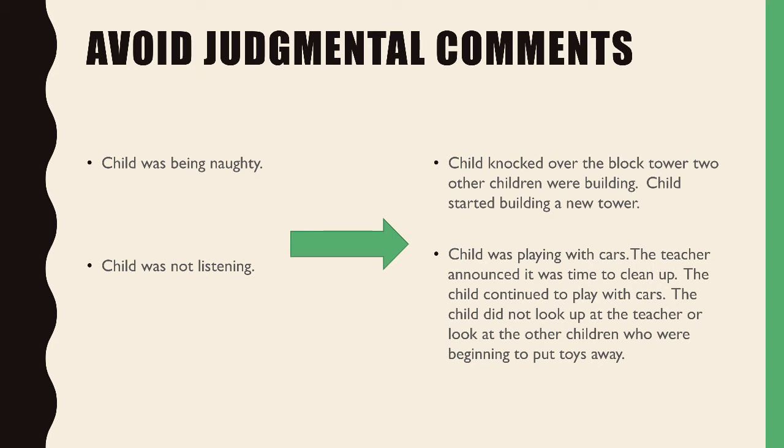One of those is to avoid judgmental comments. What does that mean? Okay, so instead of saying child was being naughty, that doesn't tell us anything. That's your opinion that the child was being naughty. You're passing a judgment. Instead, you would tell us what you saw. Child knocked over the block tower 2 other children were building. Child started building a new tower. That gives us facts. I now know, even though I wasn't there, I didn't see what happened, I now know what happened.